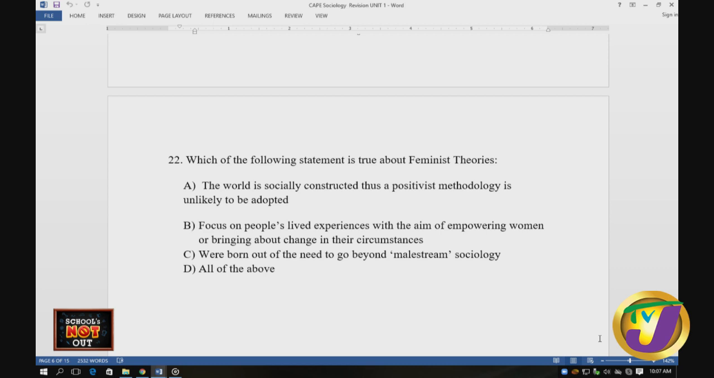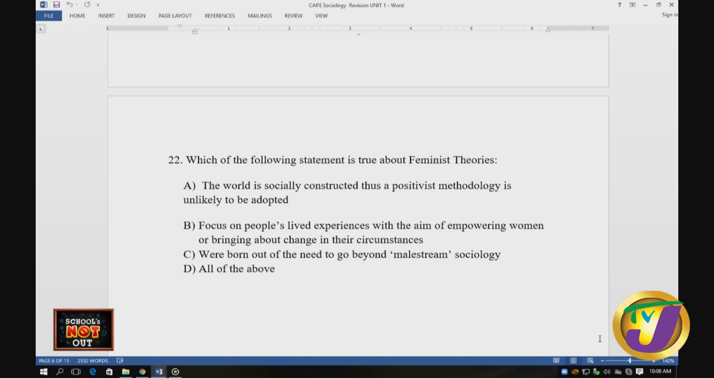A, the world is socially constructed, thus a positivist methodology is unlikely to be adopted. You could think of it as the world, well, for them, yes, because gender is a social construction. You're born male or you're born female, but you are constructed, socially constructed, feminine or masculine. B, focus on people's lived experience with the aim of empowering women or bringing about change in their circumstances. That is also true. We're born out of the need to go beyond mainstream sociology.